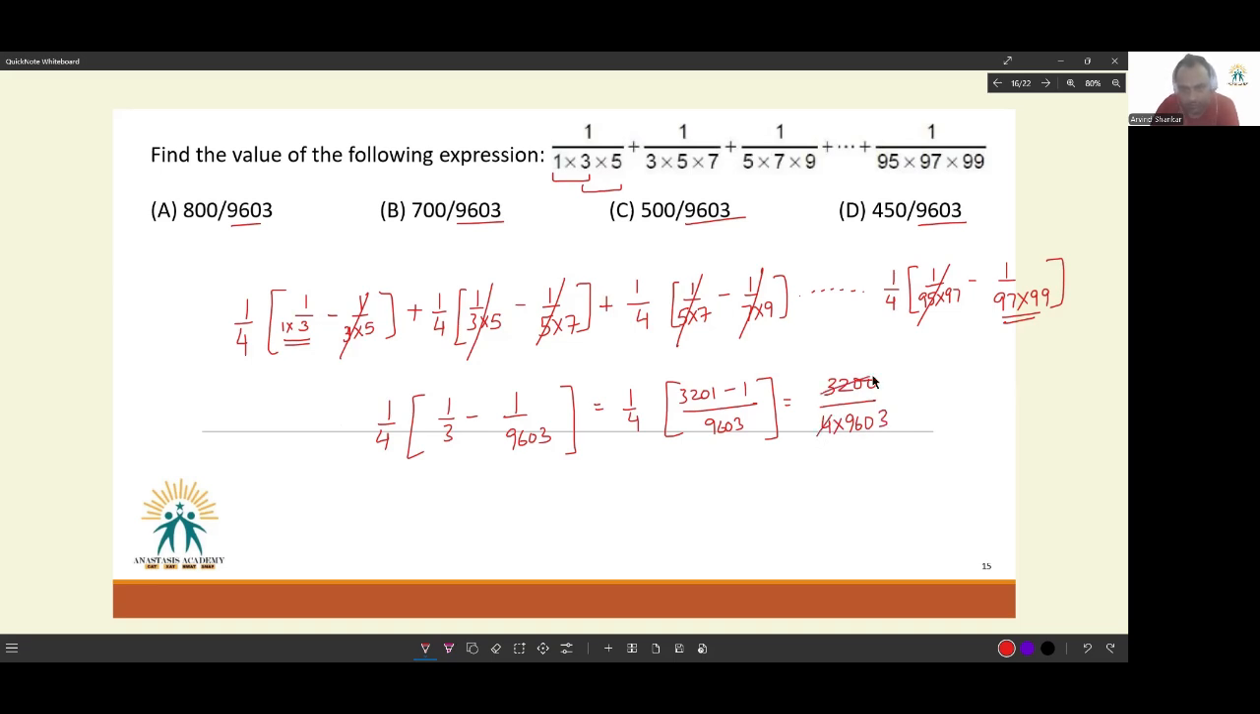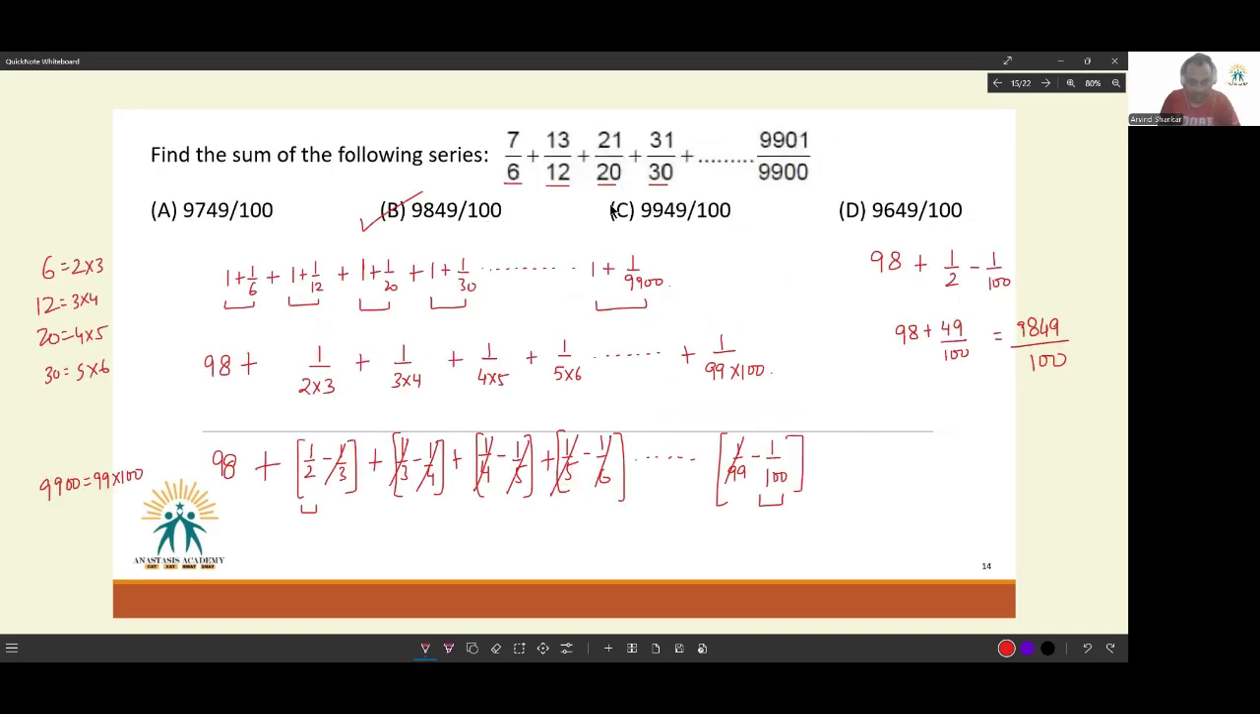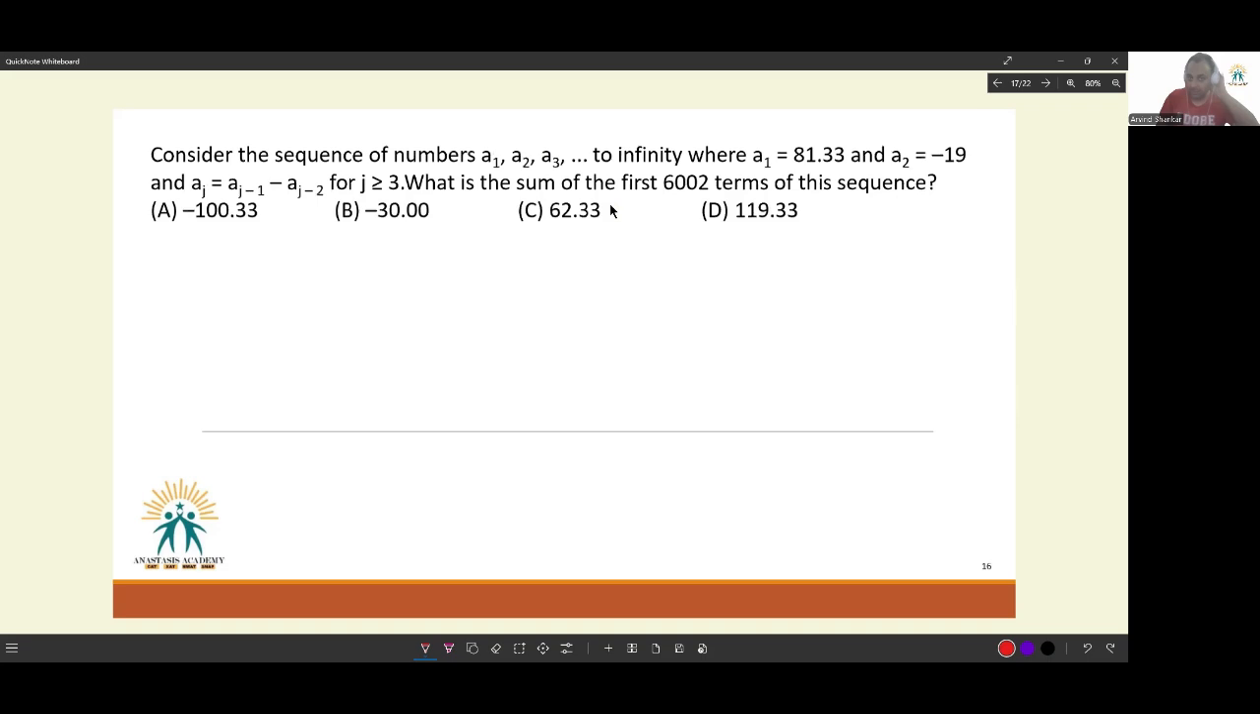This 4 can cancel with this. Give me final answer of 800 by 9603. But this final manipulation is not the game. The game is how do you break it down? How do you break it up so that some terms cancel each other out? And that is the same thing we learned here. Hopefully, you have practiced it sufficiently.